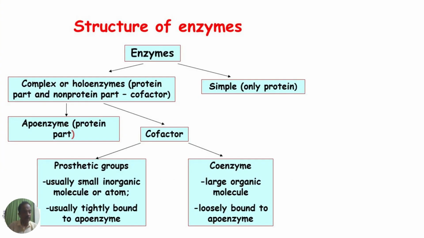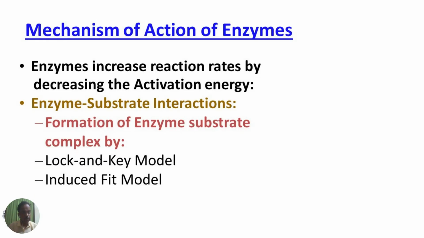The structure of the enzymes is classified into two types. It's called the complex or the bienzymes and the simple, only protein. The complex or the holoenzymes or the bienzymes have the protein part and the non-protein part, called apoenzyme and the cofactor. The cofactor is subdivided into two types, the prosthetic group and the coenzymes.